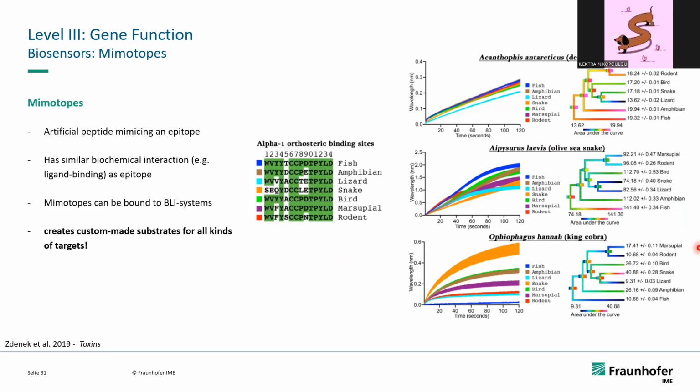Here's an example, very recent, of the alpha-1 orthosteric binding site and its interaction with different neurotoxins, alpha neurotoxins. The mimotopes here were created as mimics of the binding sites of fish, amphibians, lizards, snakes, birds, marsupials, and rodents, and they were attached to the BLI system and confronted with the neurotoxins, and then the activity of this mimotope with a specific toxin can be measured. So mimotopes in combination with BLI systems allow us to create custom-made substrates for all kinds of targets. And that is what I think is really cool.